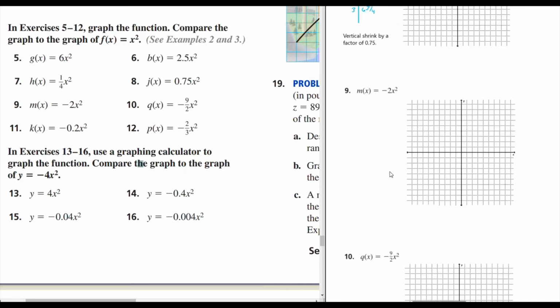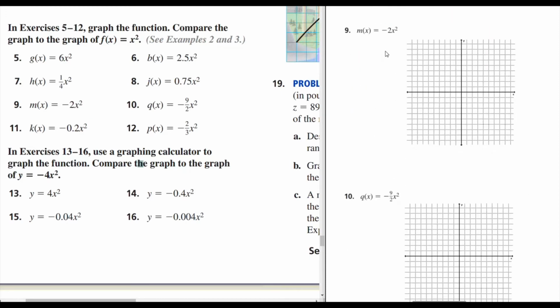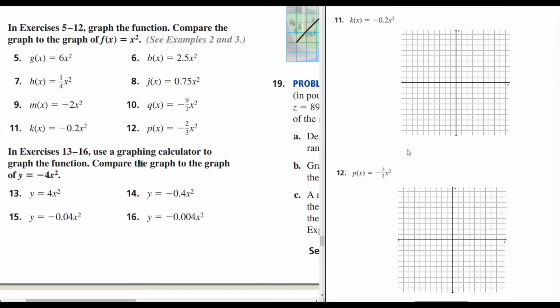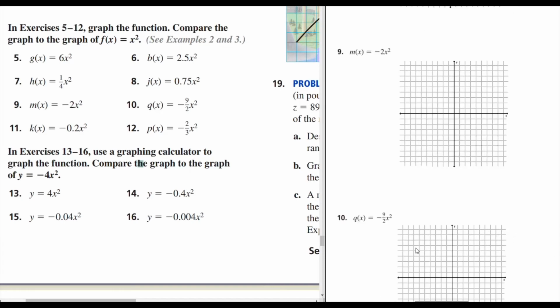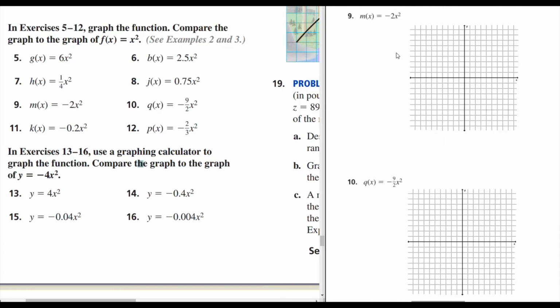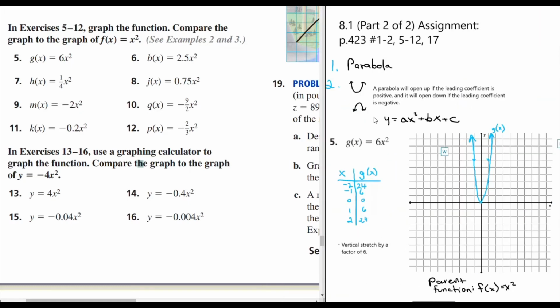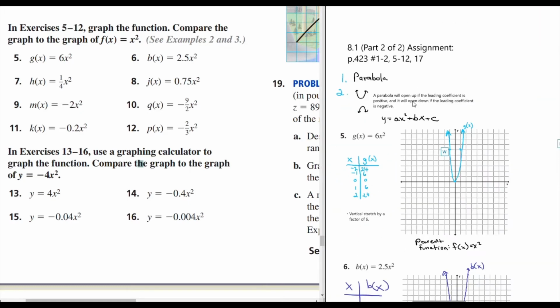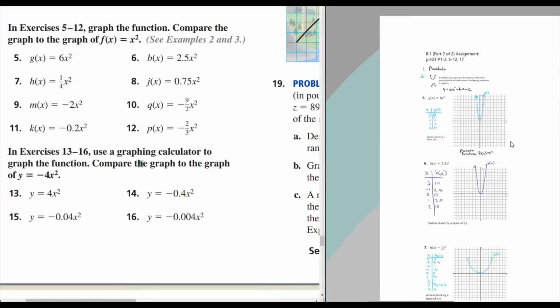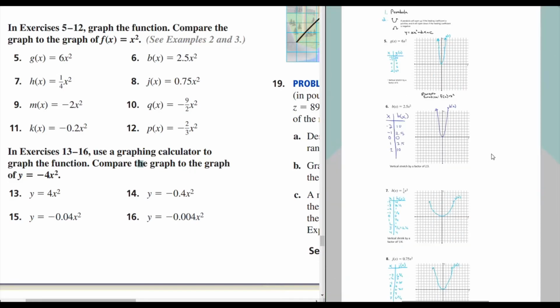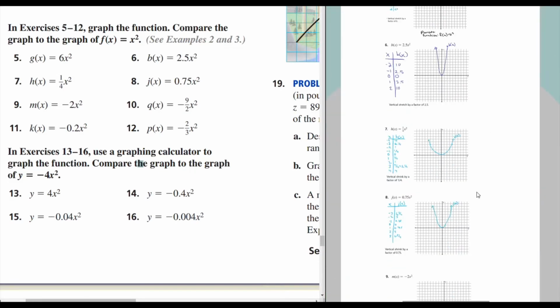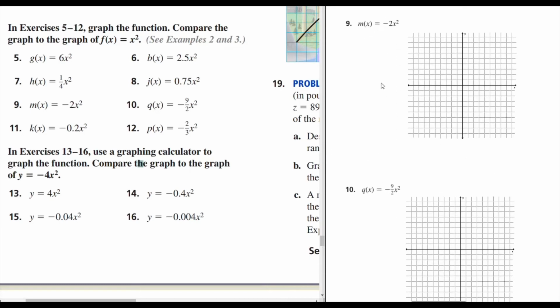So number 9. On number 9, this is the first one you see with a negative leading coefficient. Also in numbers 10 and 11 and 12. So the remaining 4 problems all have a negative leading coefficient. And as we talked about up here, on problem number 2, a parabola will open down if the leading coefficient is negative. So we'd expect all 4 of these other graphs to open down. All of the first 4 had positive leading coefficients, so they all opened up. So that's another transformation that helps you know if your graph is correct.